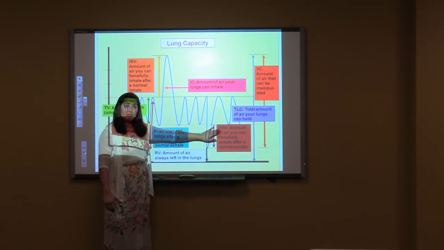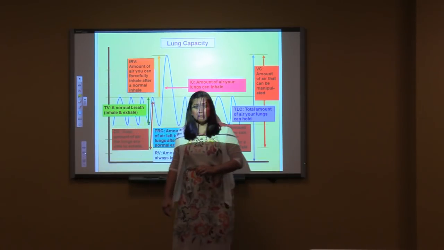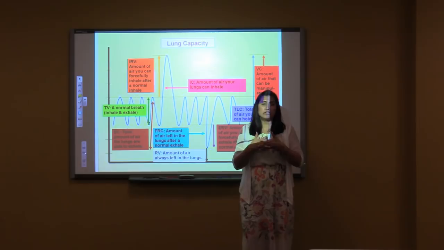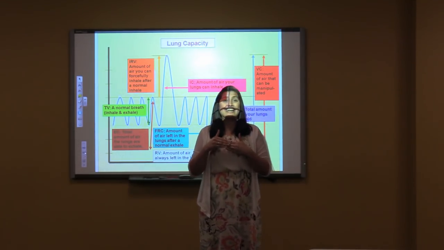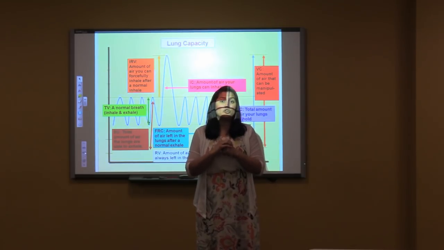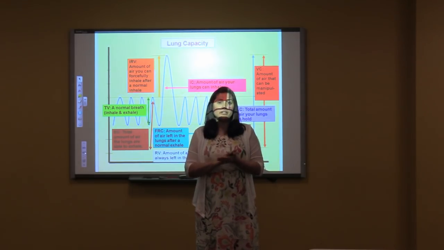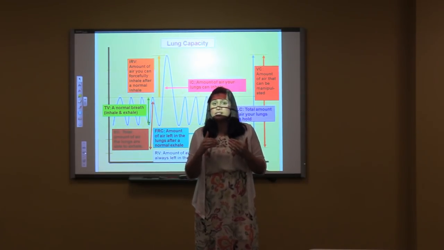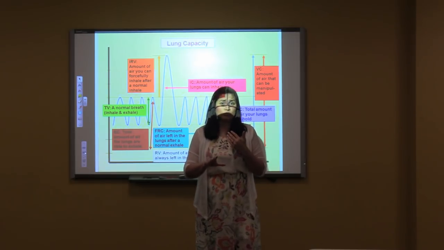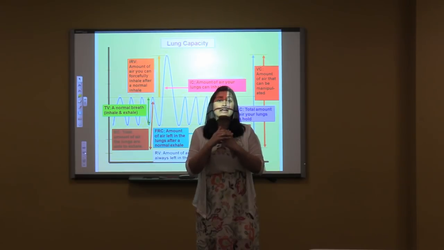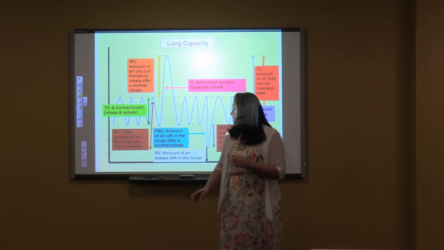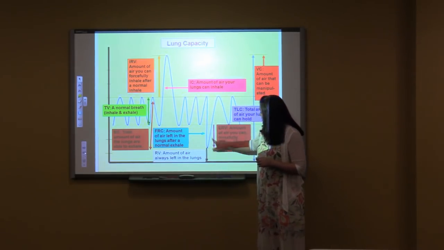Let's look at ERV, expiratory reserve volume. It's basically a deep exhale. So it's the amount of air your lungs can exhale after a normal exhale. So once you finish a normal exhale, I can still tell you to breathe out, right? That extra amount that you're breathing out later on is called expiratory reserve volume, which, as I said, is this right here. Okay?